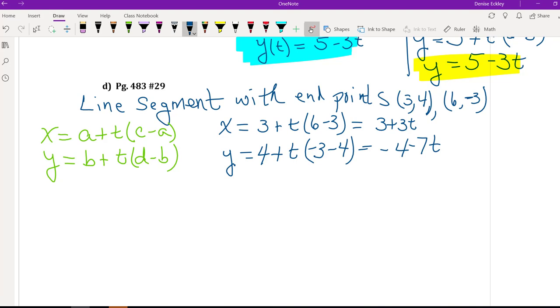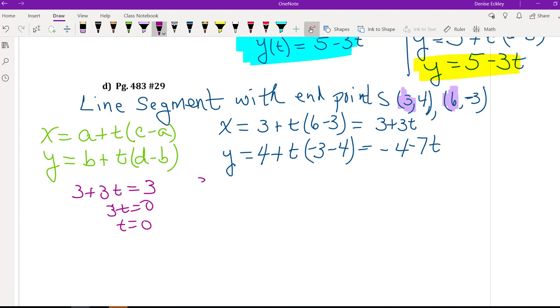So how do we get our line segment, our endpoints? We have to put limits on what values t can be. That's what will stop the line from going past our endpoints. So here's what we want. We want it to stop, for the x value, at 3 and 6. So you can take your x equation and set it equal to 3 and 6 separately. So if you take 3 plus 3t and set it equal to 3 and solve it, you're going to get 3t equals 0. You get t equals 0.